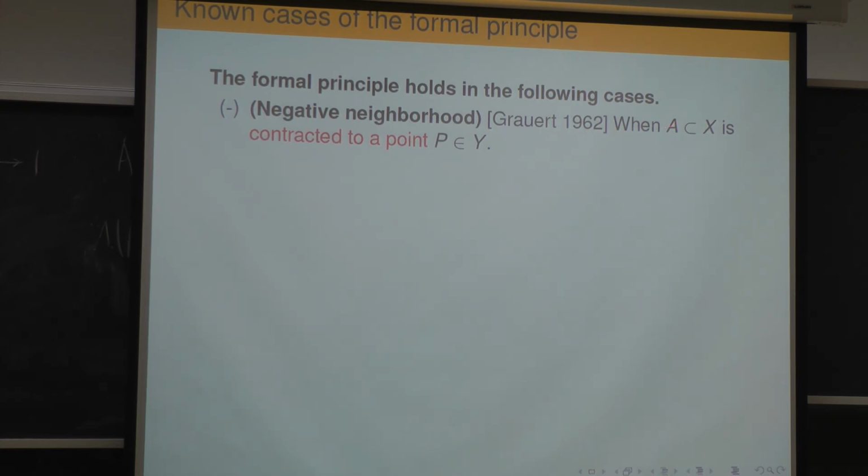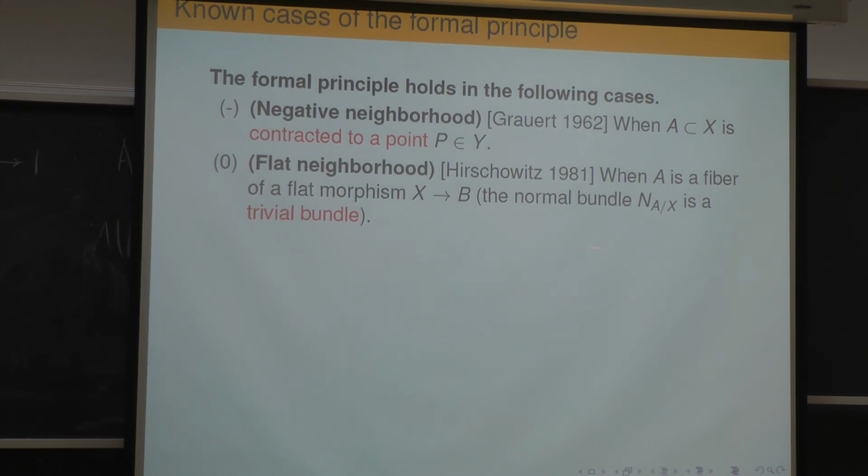So in the case where the submanifold can be holomorphically contracted to a point, the formal principle holds. That's what Grauert showed. Everything here is holomorphic. I think he discovered that the formal condition is enough. So if formally contractible, then it's holomorphically contractible. That's what he showed, essentially.